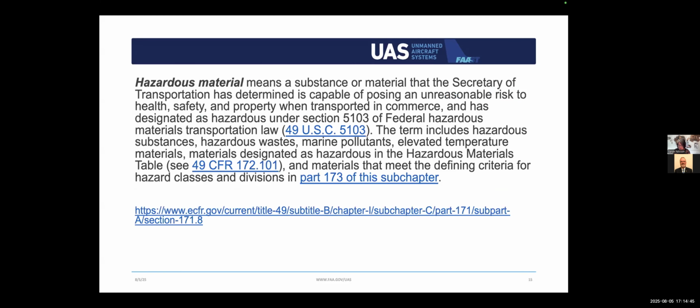Hazardous material means a substance or material that the Secretary of Transportation has determined is capable of posing an unreasonable risk to health, safety, and property when transported in commerce, and has designated as hazardous under Section 5103 of Federal Hazardous Materials Transportation Law, U.S. Code 5103. The term includes hazardous substances, materials designated as hazardous in the hazardous materials table, and materials that meet the defining criteria for hazard classes and divisions per 173 of this subchapter.